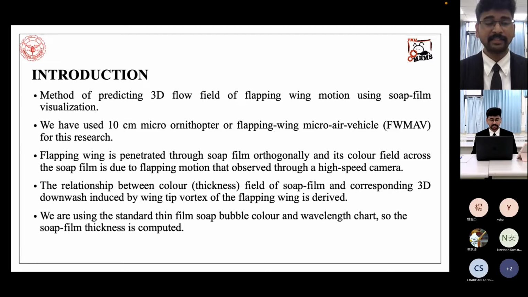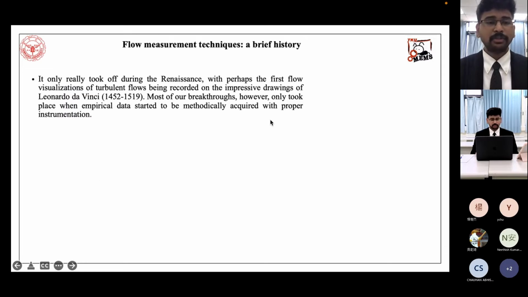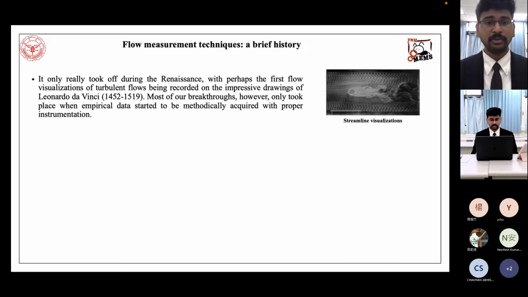Now I'm going to explain a brief history of the previous flow measurements. What are the techniques existing at present? The first one is streamline visualization. The first flow visualization of turbulent flow was recorded in the impressive drawings of Leonardo da Vinci, from 1452 to 1519. Most breakthroughs, however, only took place when empirical data started to be acquired methodologically. Here you can see a flow streamline visualization, which is one of the techniques.